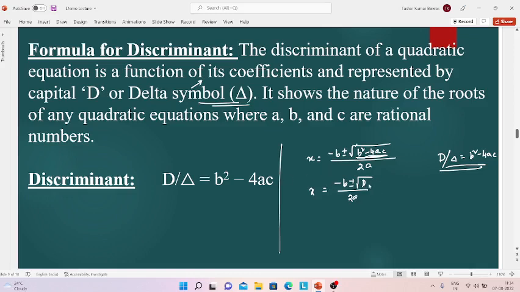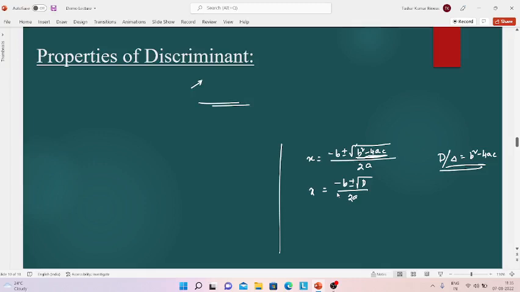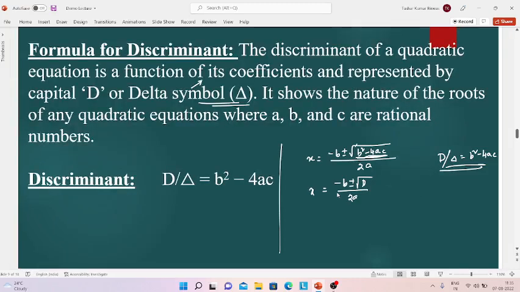Through this discriminant we will understand whether the roots of a quadratic equation will be real or complex, right? We'll discuss that later on. So this is actually the discriminant formula, which is b square minus 4ac. Okay, so what are the properties of the discriminant?